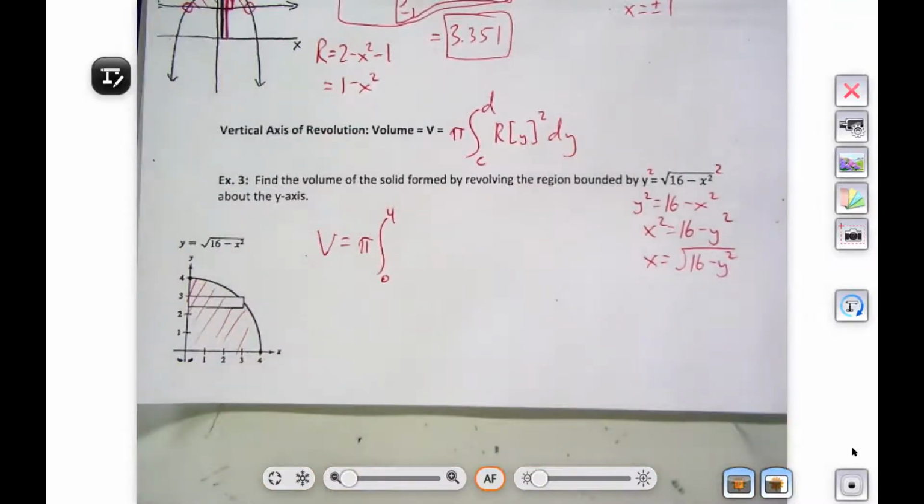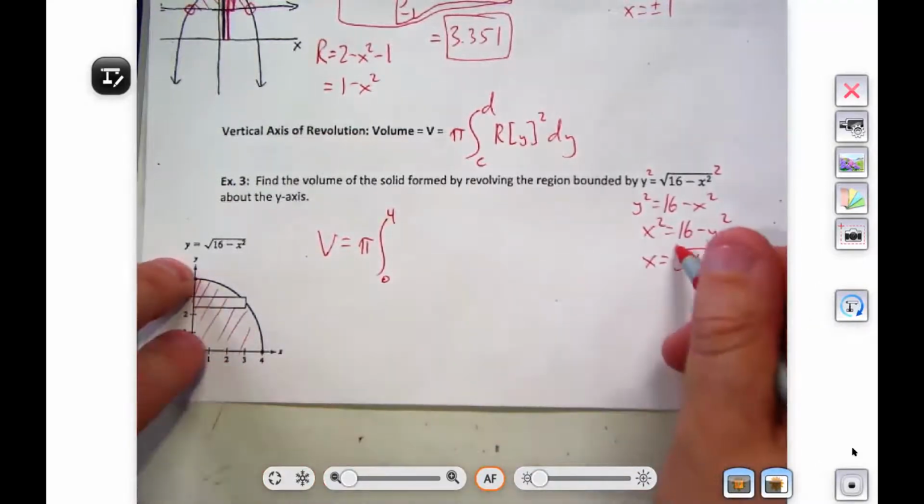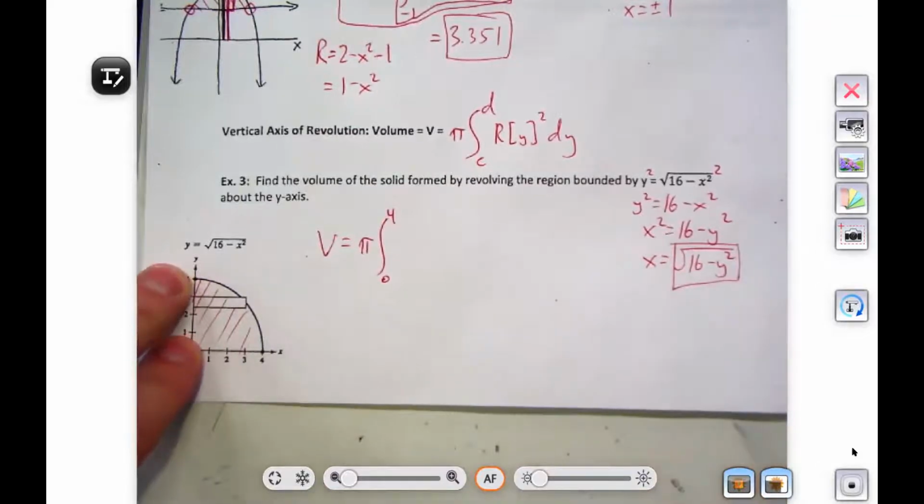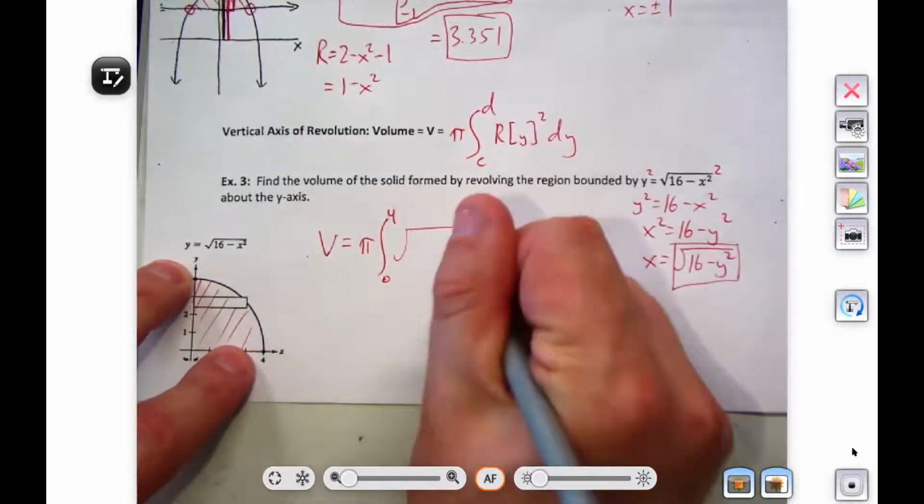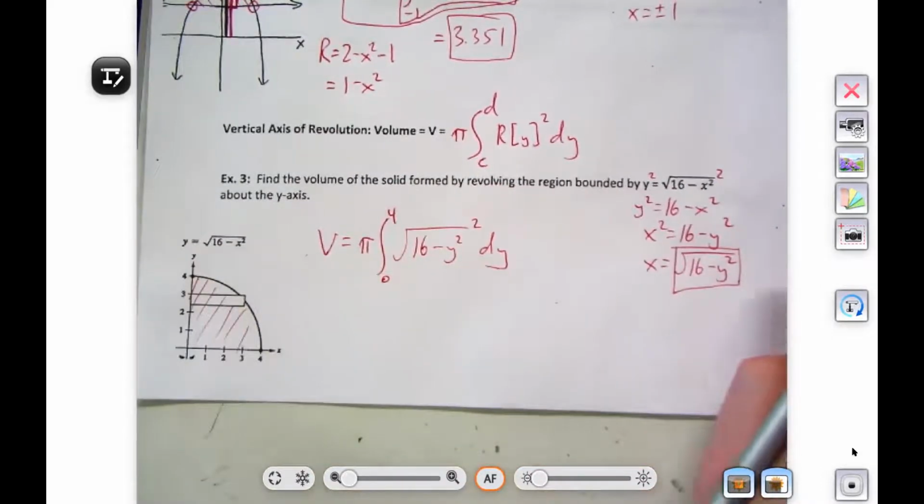And then I need to ask myself, am I spinning around an axis or am I spinning around some other number? If you're spinning around the x or y axis, the r value is the function itself, always. If you're spinning around x equals 2, then it's 2 minus the function, or the function minus 2. Doesn't matter which way you do it. So since we're spinning around the y-axis, this right here is our radius. So inside of here, we would put the square root of 16 minus y squared dy.